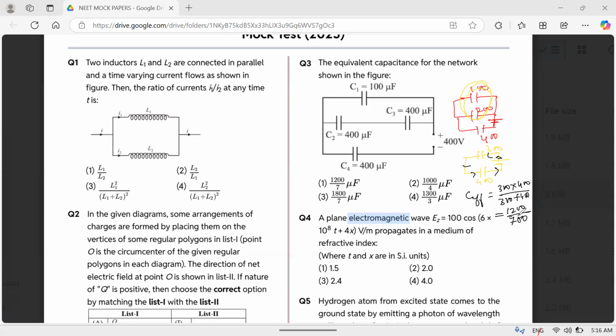Option 1, sir. Option 1, microfarad. Clear? Sure.